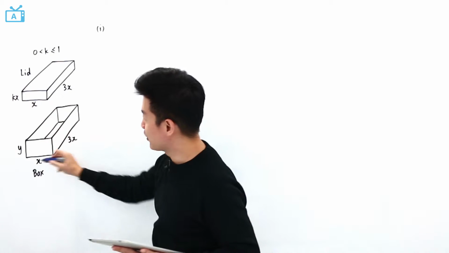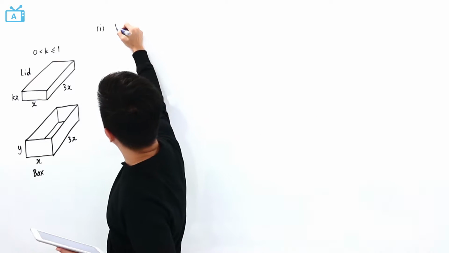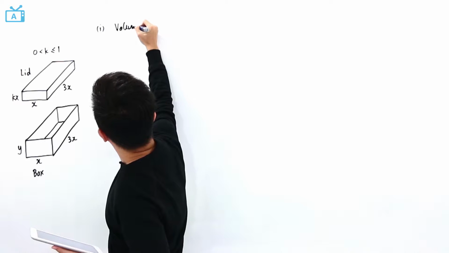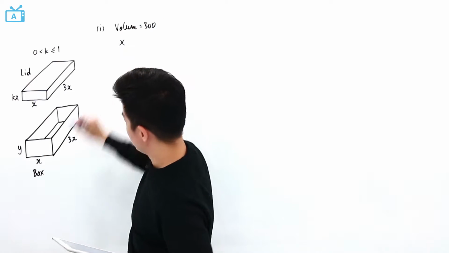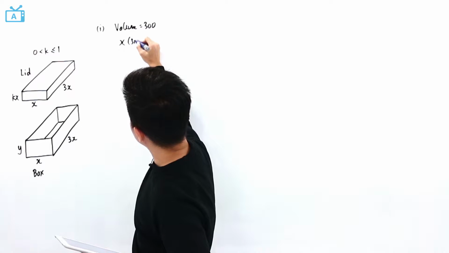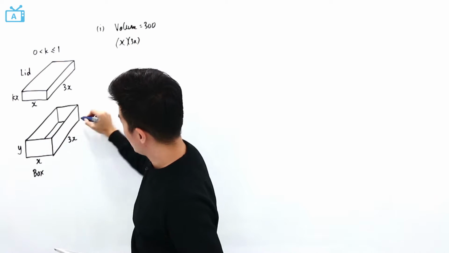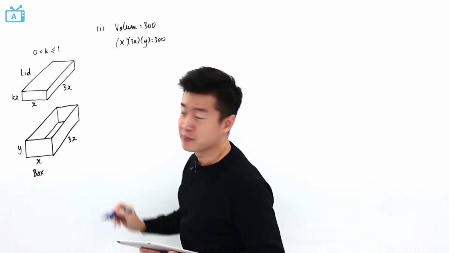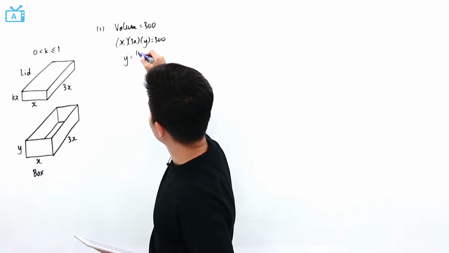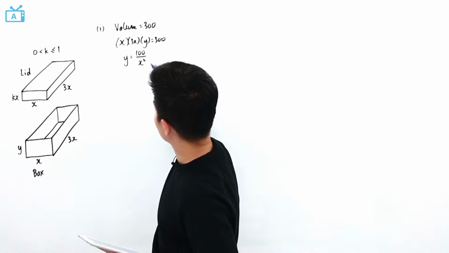It is given to me that the box here has a volume of 300. So if the volume is equal to 300, which means that x multiplied by 3x multiplied by y is going to be equal to 300, which means that y is equal to 100 divided by x squared.